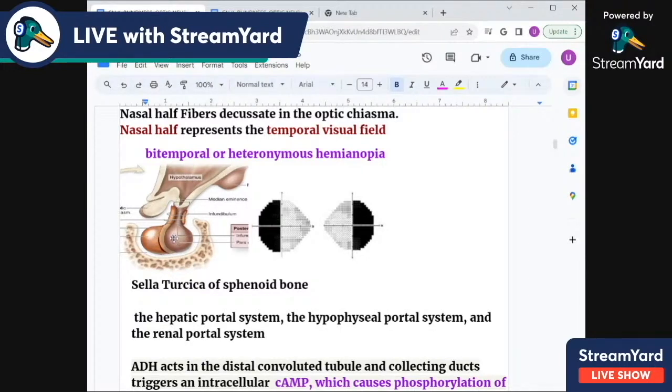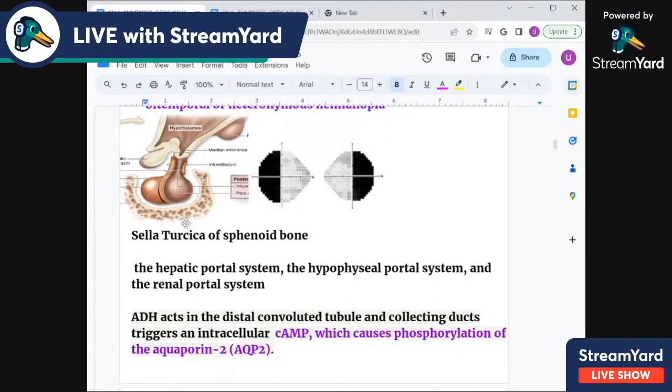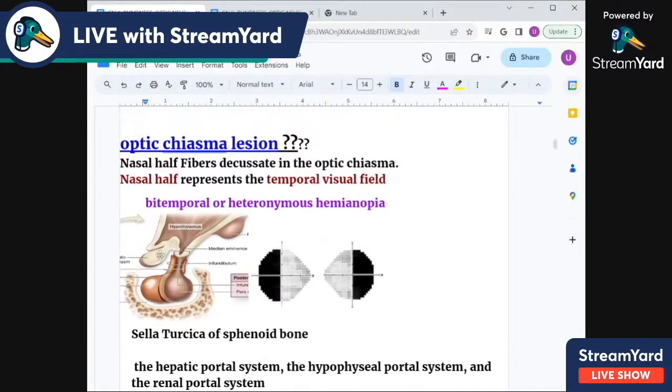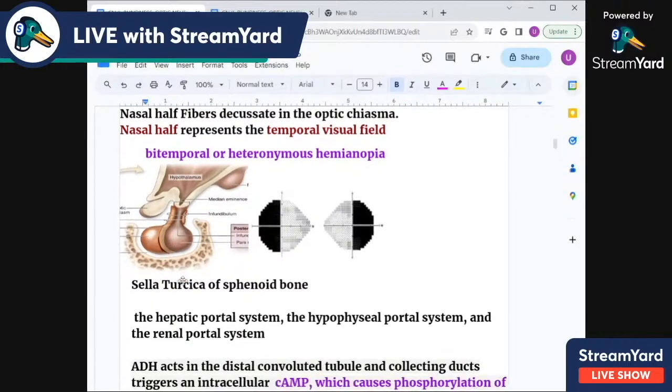What are the functions of these two hormones? Because they are produced in the brain, in the hypothalamus. Before we discuss it, let me see what happens here, that this optic chiasma is above the pituitary. A pituitary tumor, like a growth hormone tumor, will interrupt the nasal fibers, which represent the temporal visual field of both eyes, and that would cause this type of bitemporal hemianopia. So these two hormones, oxytocin and vasopressin. Vasopressin's other name is ADH.